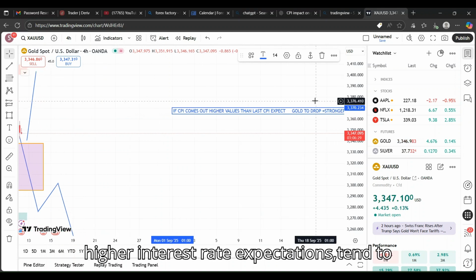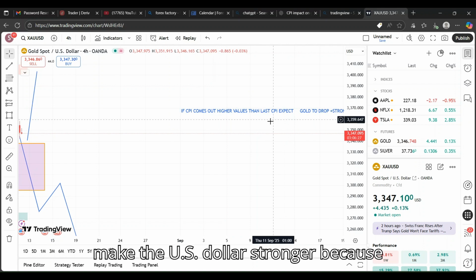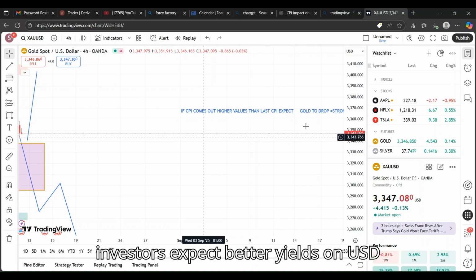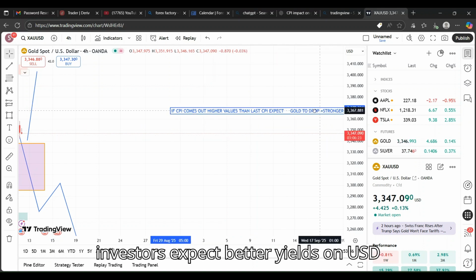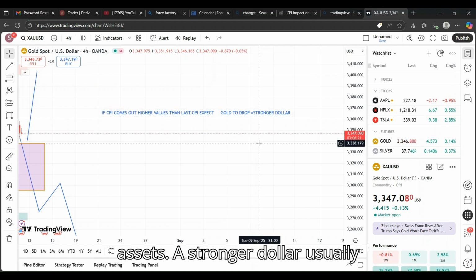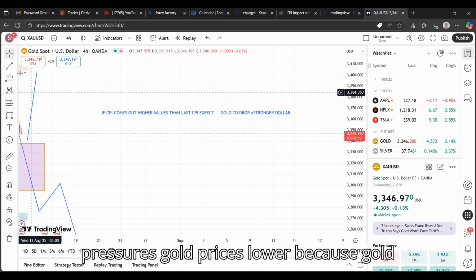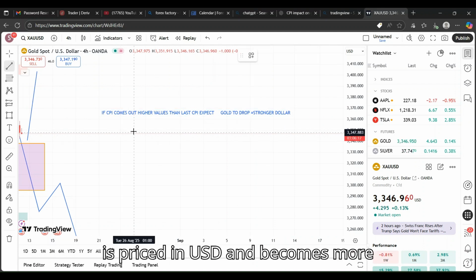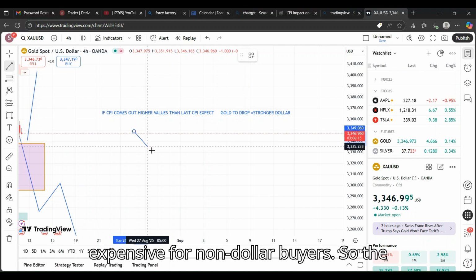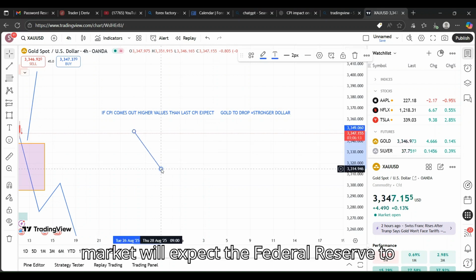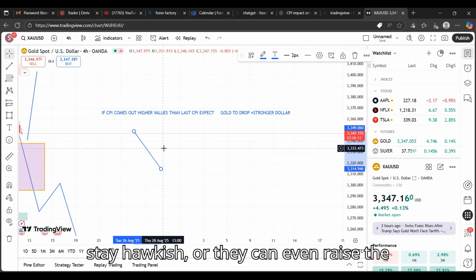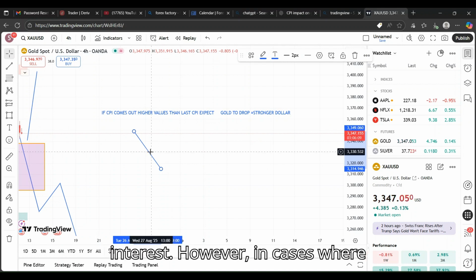Higher interest rate expectations tend to make the U.S. dollar stronger because investors expect better yields on USD assets. A stronger dollar usually pressures gold prices lower because gold is priced in USD and becomes more expensive for non-dollar buyers. So the market will expect the Federal Reserve to stay hawkish, or they can even raise the interest.